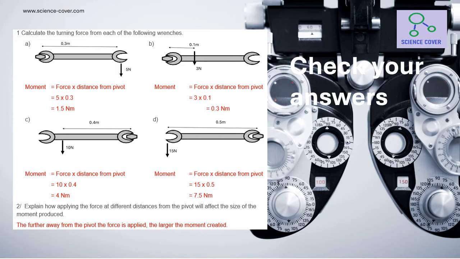Explain how applying a force at different distances from the pivot will affect the size of the moment produced. So the further away from the pivot the force is applied, the larger the moment created.